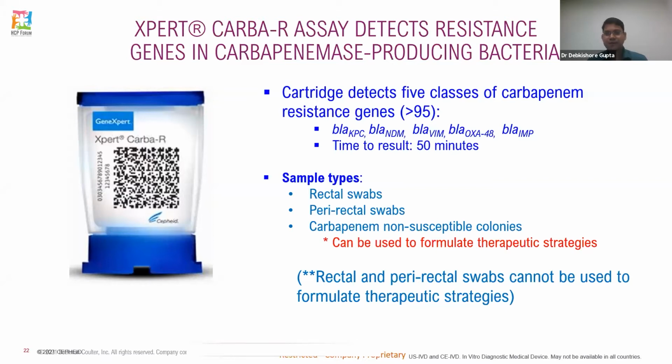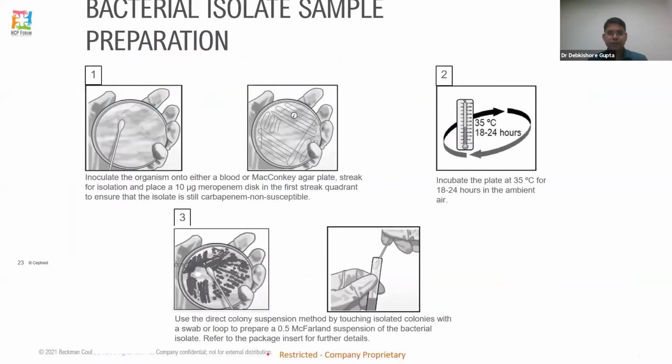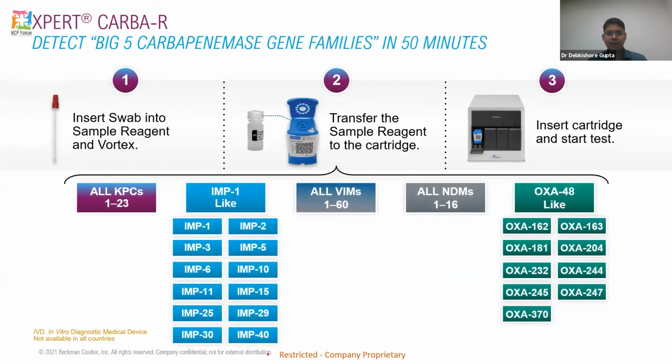So we have these rectal swabs and perirectal samples. So this is essentially for screening, and for the therapeutic strategies for optimization of antibiotics, you can do the testing from Carbapenem non-susceptible colonies. So this is how you pick up the bacterial isolate and send it for testing, and you get the report in 50 minutes.